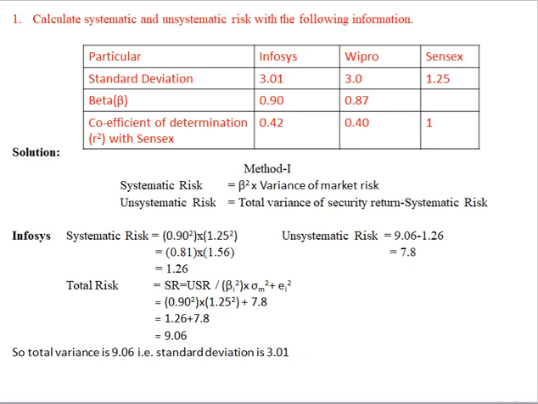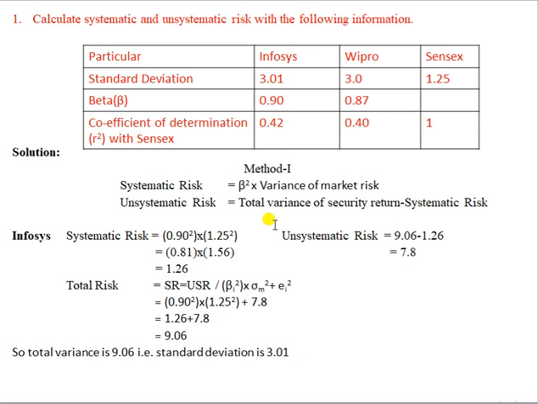Let me explain how we can calculate systematic and unsystematic risk with the help of variables. Yes, this is the problem: calculate systematic and unsystematic risk with the following information. There is a table with data of two companies, Infosys and Wipro, along with the market information, meaning the Sensex. Standard deviation is given: Infosys is 3.01, Wipro 3.0, and the Sensex is 1.25. Beta is 0.90 for Infosys and 0.87 for Wipro. Coefficient of determination is 0.42 and 0.40.